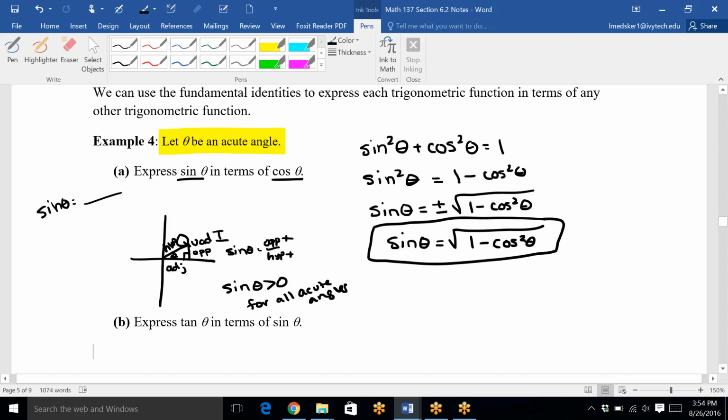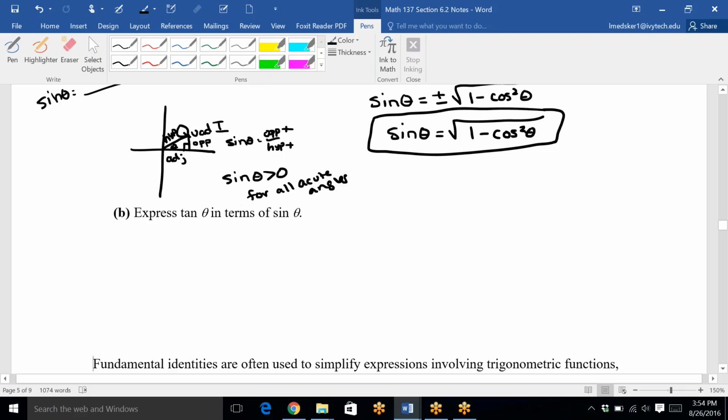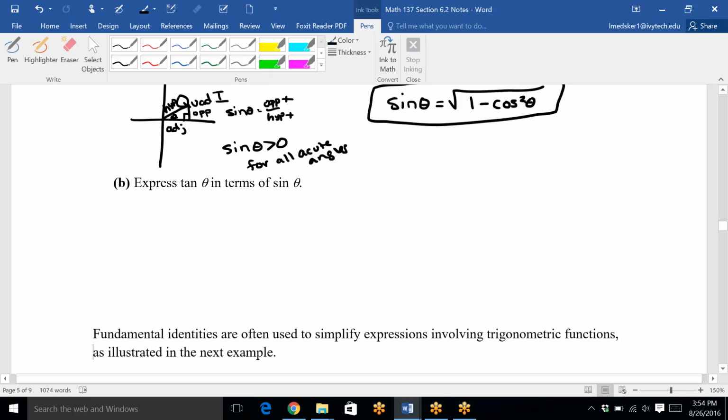So let's talk about part B, which is express tan theta in terms of sine theta. So let's think about one of the formulas from the other page that used tan and sine. The one that popped into my head was just the one in the second group, which was tan theta equals sine theta over cosine theta. Now the problem is we want tan to be in terms of sine only. So if we could somehow get cosine theta to turn into something with sine, then we would be able to say, oh, okay, well this is then all sines.